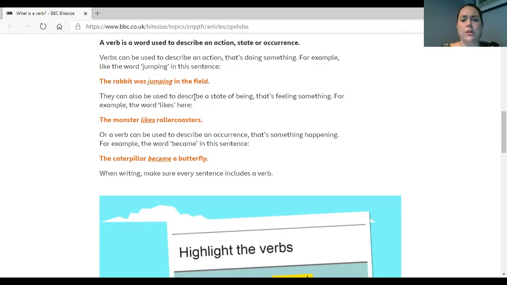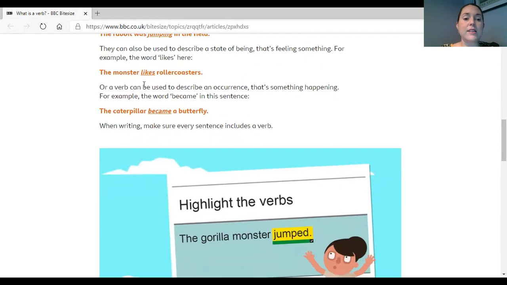A verb can be used to describe a state of being. That's feeling something. For example, the monster likes roller coasters. He likes roller coasters. Likes is the verb. Or a verb can describe an occurrence, something which is happening. For example, the caterpillar became a butterfly. It became a butterfly. Every single sentence you write includes a verb. If it doesn't include a verb, it is not a sentence.